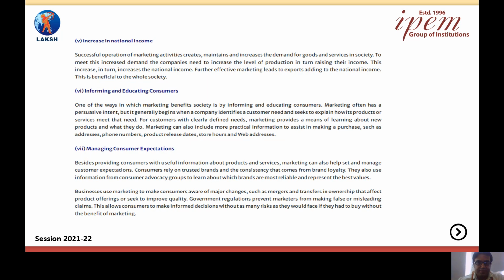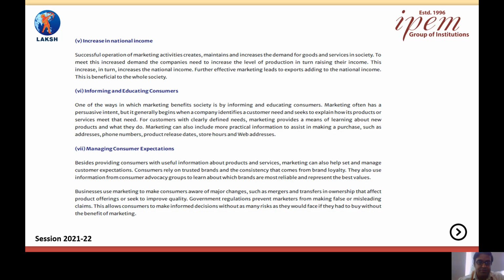Increase in national income. Successful marketing activities create, maintain, and increase the demand for goods and services in society. To meet the increased demand, companies need to increase their level of production, in turn raising their income. This in turn increases the national income, and effective marketing also leads to exports, adding to the national income, and this is beneficial to the whole society.